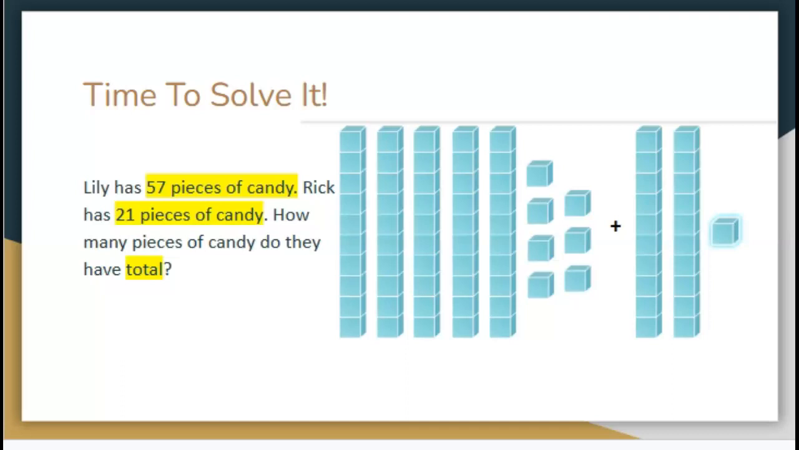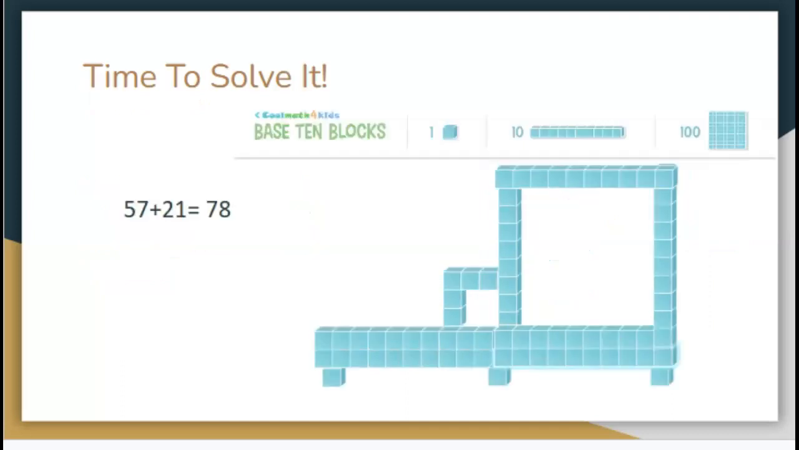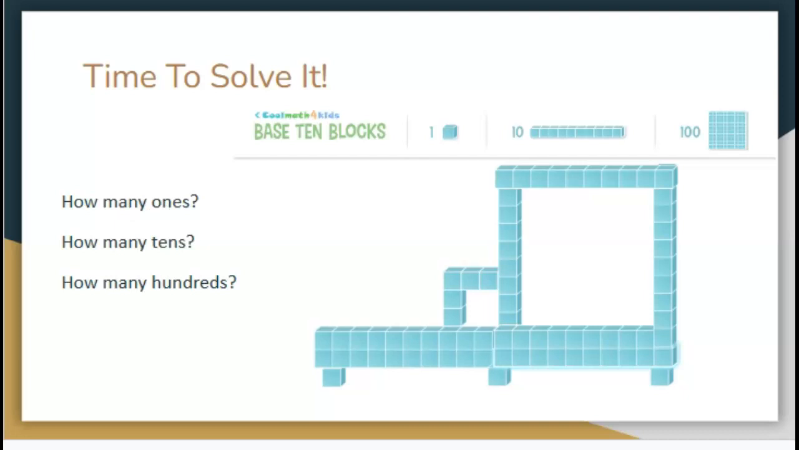So here I did 57 plus 21. And I made a train design. 57 plus 21 is 78. So how many 1s, how many 10s, and how many hundreds are in our answer? There are 8 1s and 7 10s. We have no hundreds in this answer.